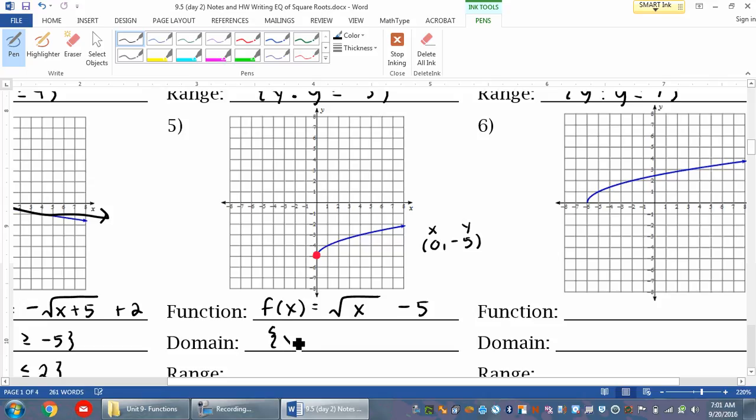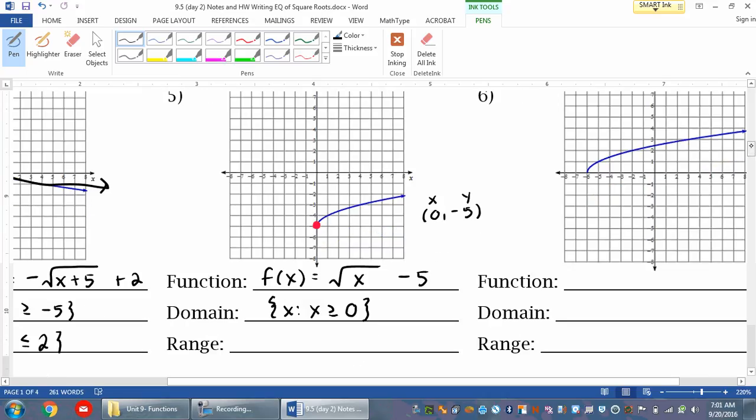Again, the domain is always going to be greater than or equal to, because I'm always going to the right, and it's going to be greater than or equal to 0, because that's my x coordinate of my initial point. And lastly, my range, since I'm going up, look, right 1, up 1, right 4, up 2, is going to be greater than or equal to that negative 5.